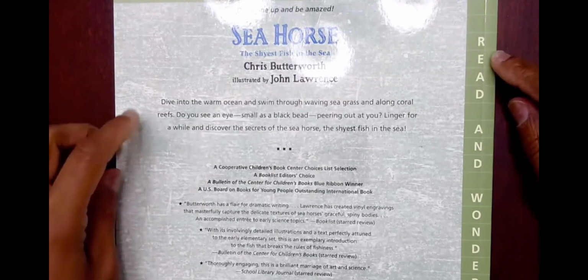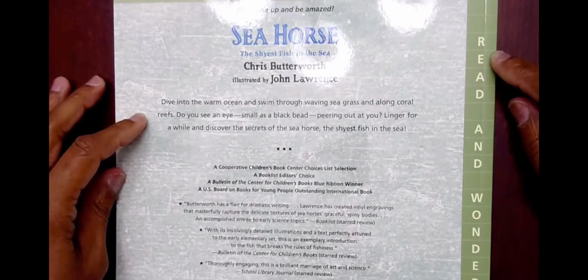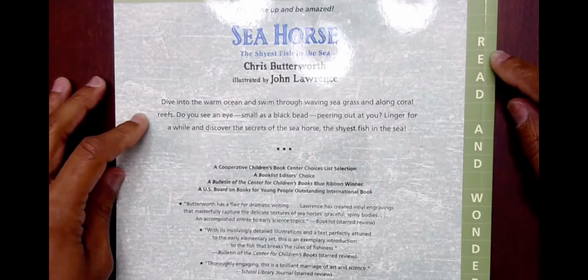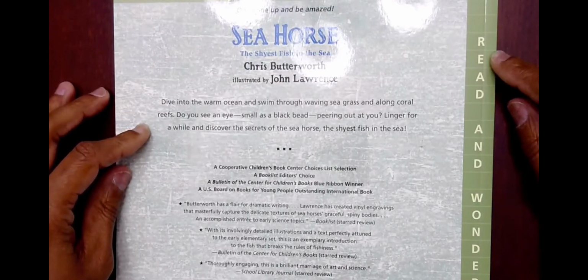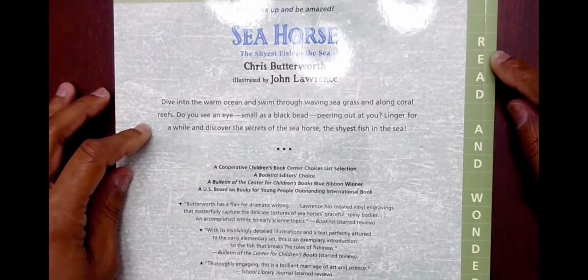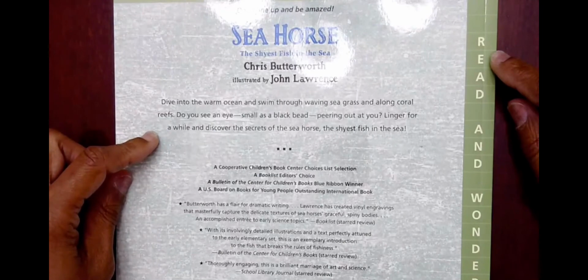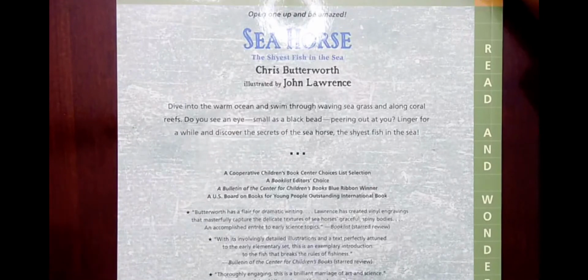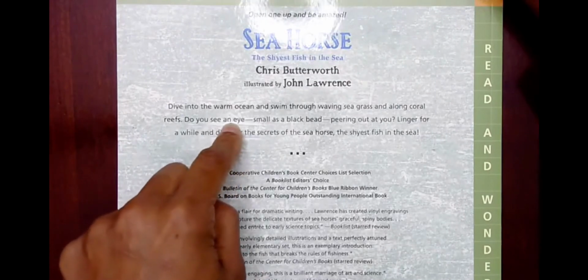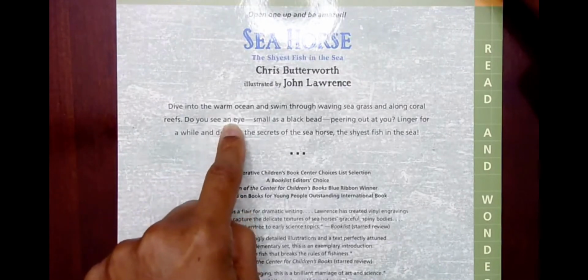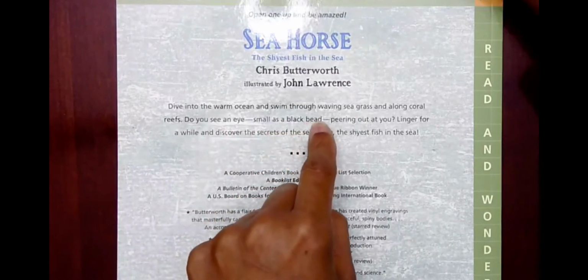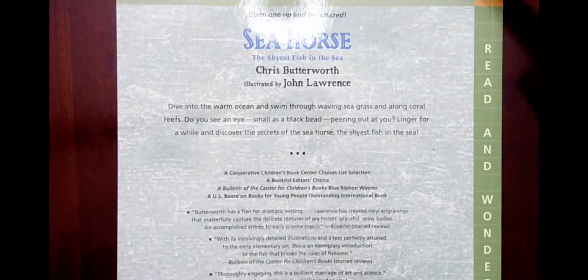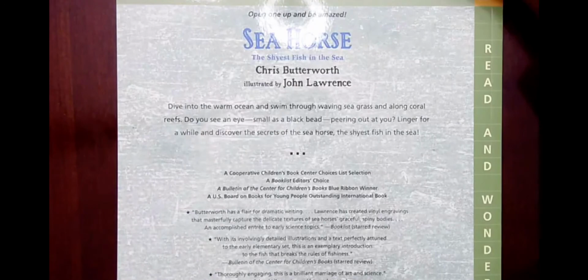Listen carefully. Dive into the warm ocean and swim through waving seagrass and along coral reefs. Do you see an eye, small as a black bead, peering out at you? Linger for a while and discover the secrets of the seahorse, the shyest fish in the sea. Let's see if I can find the spot where the author describes the seahorse's eyes. Oh, there it is. It says, do you see an eye, small as a black bead? The author is comparing the seahorse's eyes to a small black bead. Let's read some more descriptions.